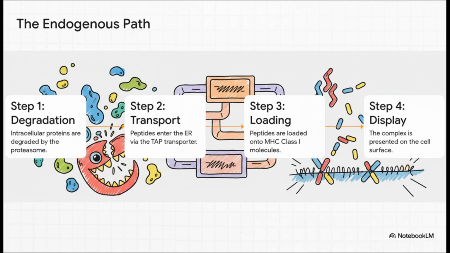A viral peptide gets loaded right into the MHC's binding groove. And step 4? This whole package, the MHC molecule holding the piece of the virus, is shipped to the cell surface, where it's put on display like a warning flag for any passing CD8+ T cell to see.